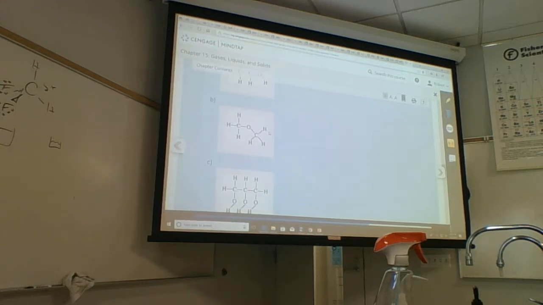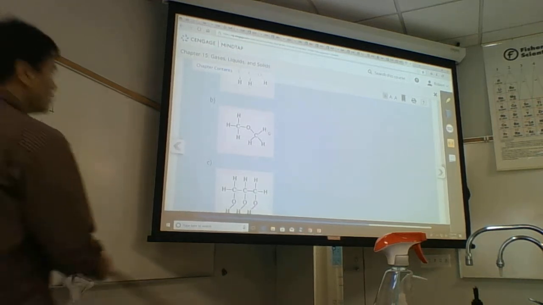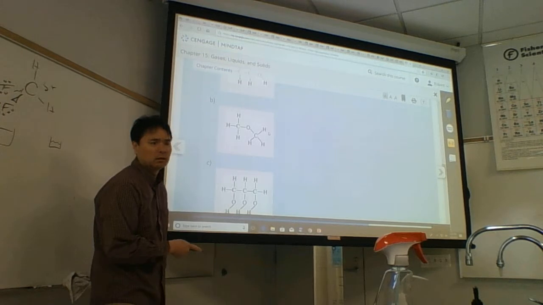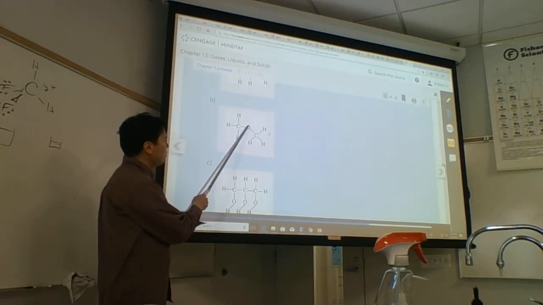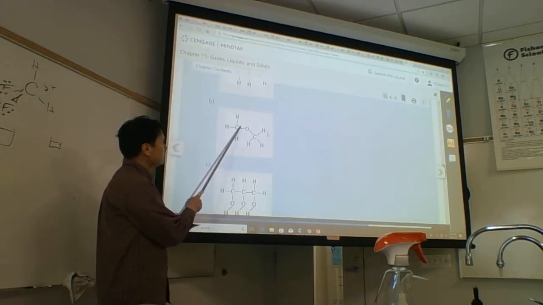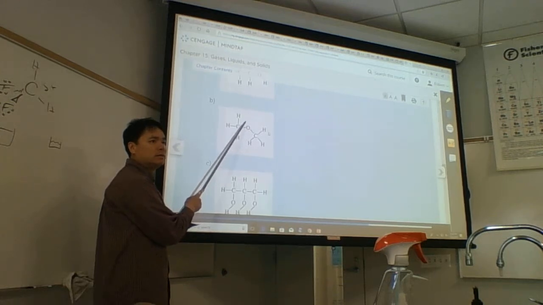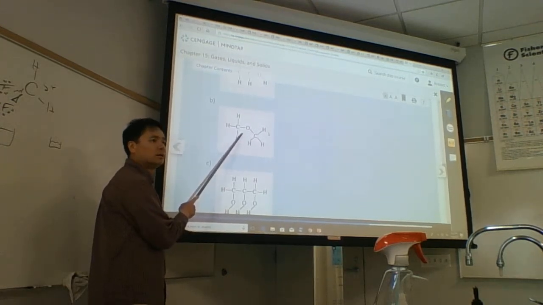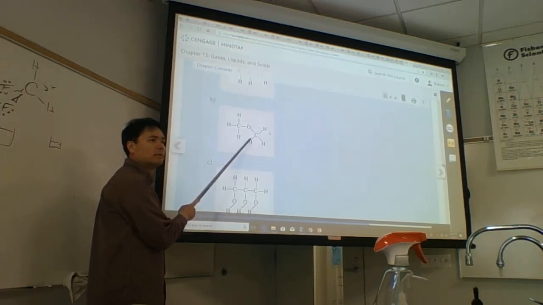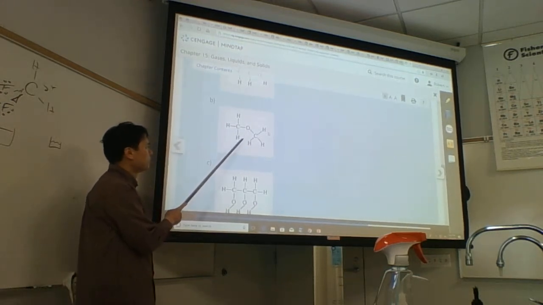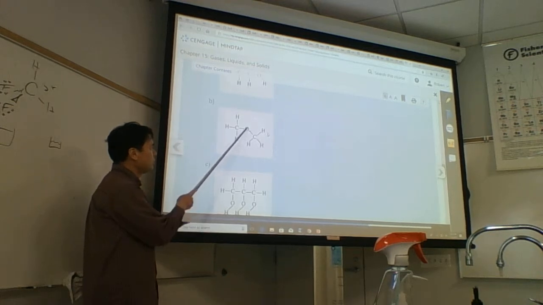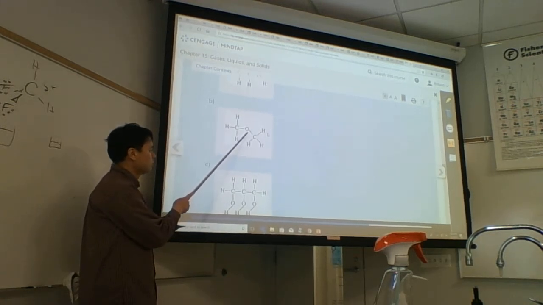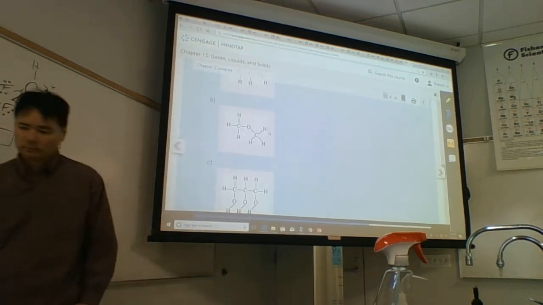B. Do we have hydrogen bonding in B? No. But we do have carbon oxygen. This is going to be bent at 109. That means this is polar. In other words, this is going to be not hydrogen bonding. It's going to be dipole. Dipole, because we're going to have a dipole pointing towards the oxygen. It's dipole.